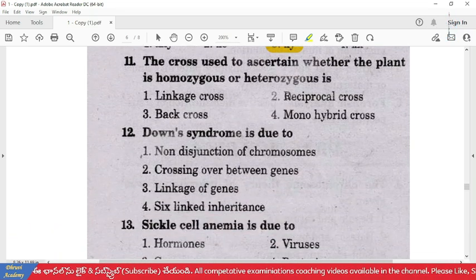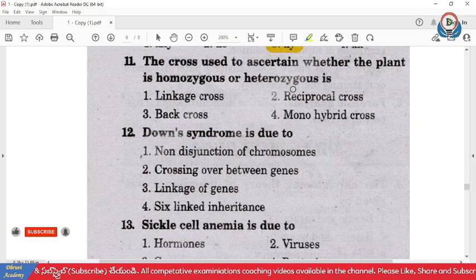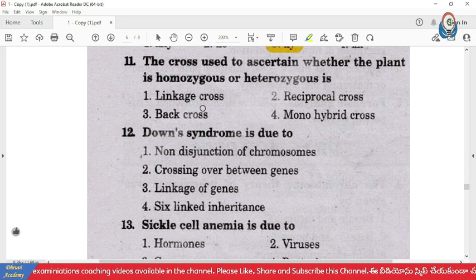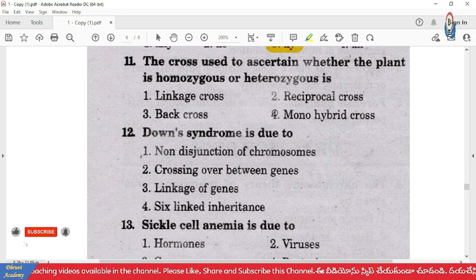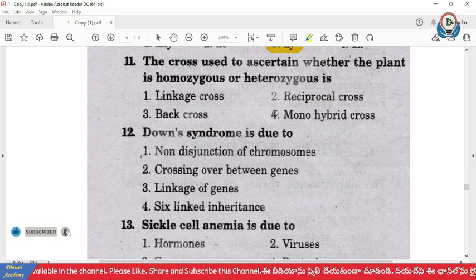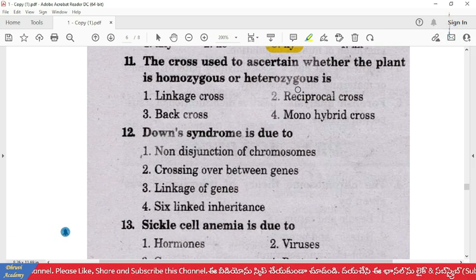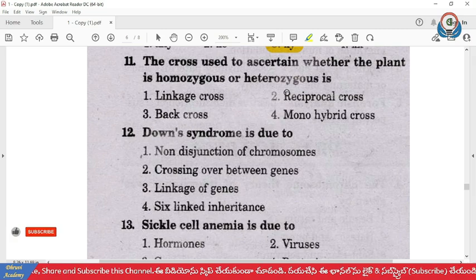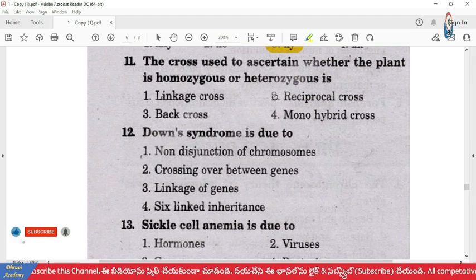The cross used to ascertain whether the plant is homozygous or heterozygous is it first one linkage cross, or second one reciprocal cross, or third one back cross, and the fourth one monohybrid cross? Which is the correct answer? The cross used to ascertain whether it's homozygous or heterozygous? Its answer is it's a reciprocal cross.